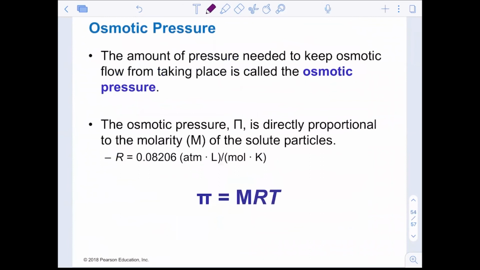The amount of pressure needed to keep the osmotic flow taking place is called osmotic pressure. The osmotic pressure is abbreviated pi, and it's directly proportional to the molarity of the solute particles. So we've seen mole fraction, molality, and now we're at molarity again. We have the osmotic pressure, pi, equal to molarity times R, our gas constant for pressure, times temperature, okay?